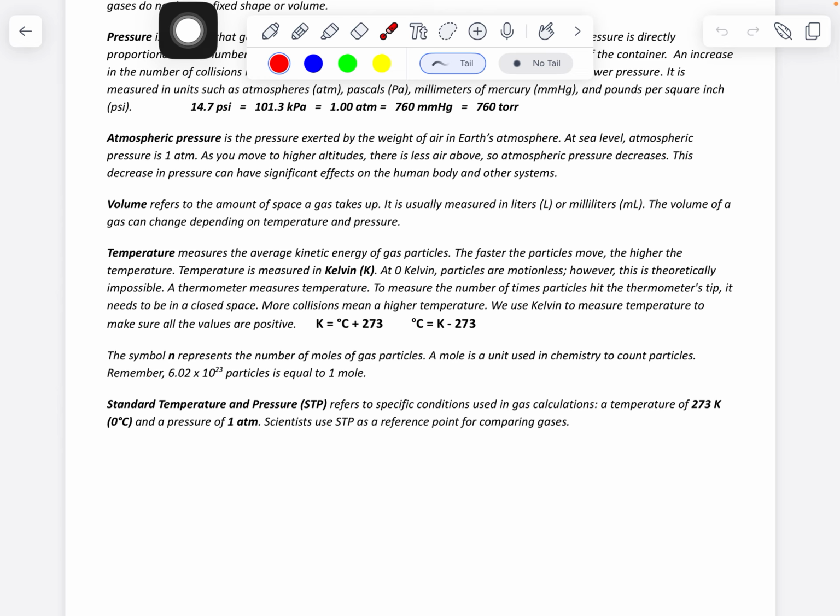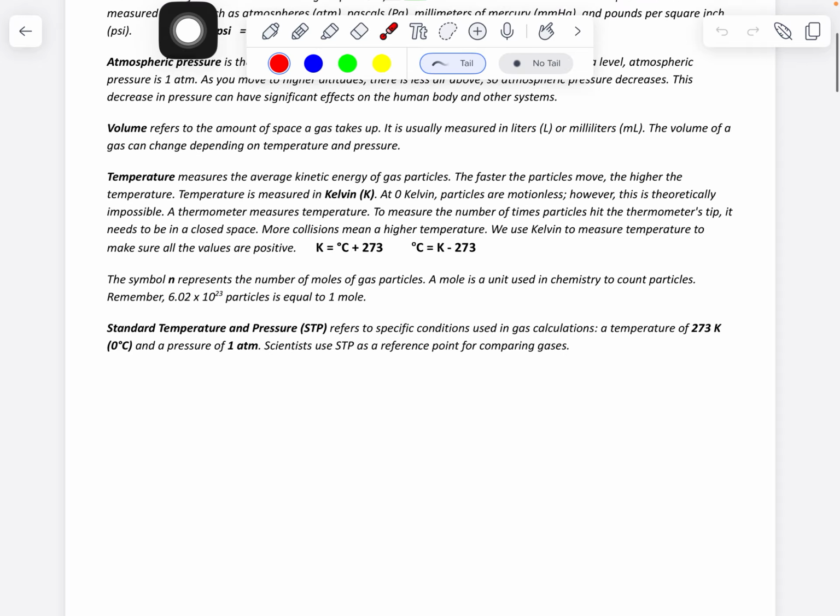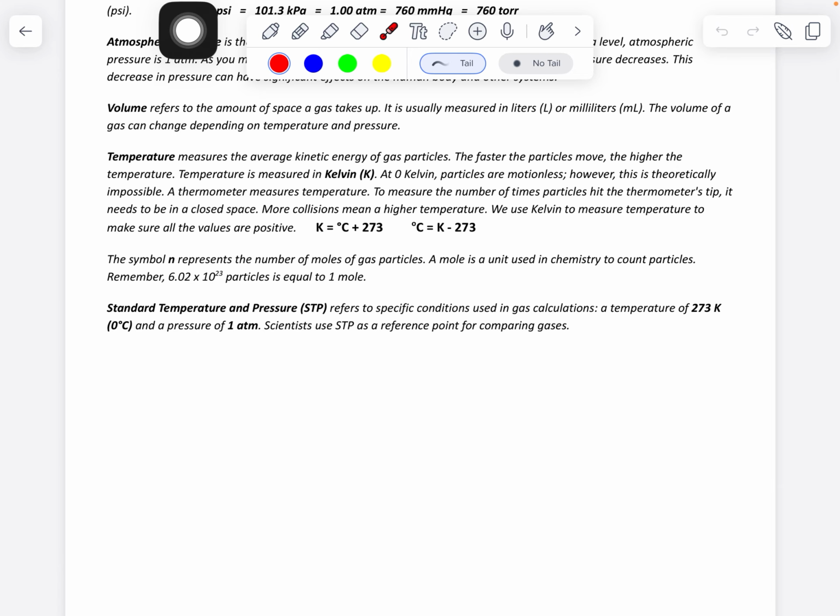Volume refers to the amount of space a gas takes up. It is usually measured in liters or milliliters. Volume of a gas can change depending on temperature and pressure. Think about a balloon with volume. If a balloon is not filled, it has a very small volume. If you fill it up with a gas, maybe helium, maybe air, then that volume increases.